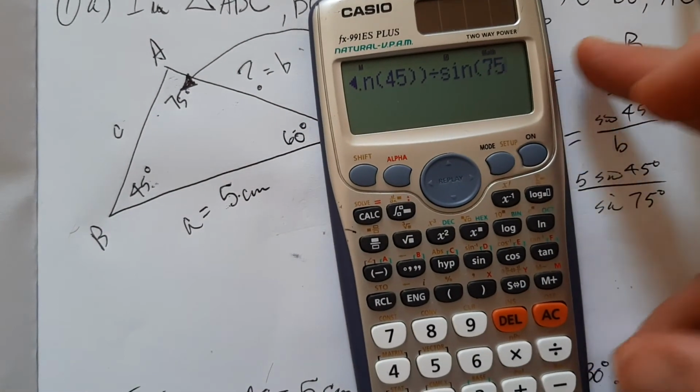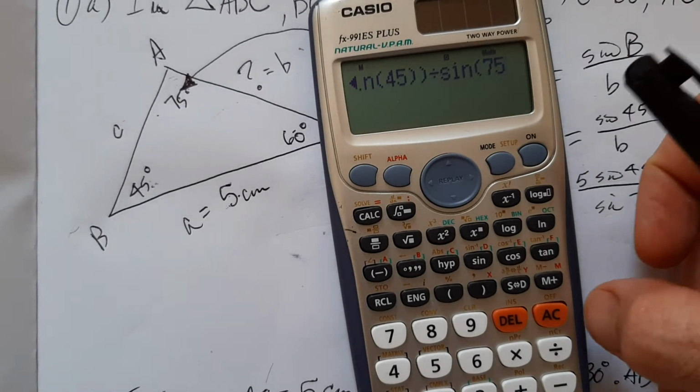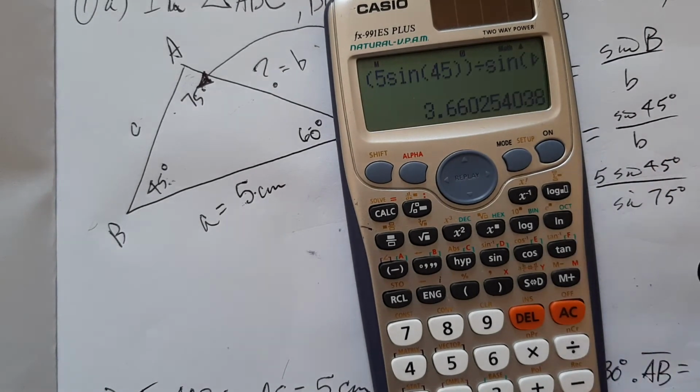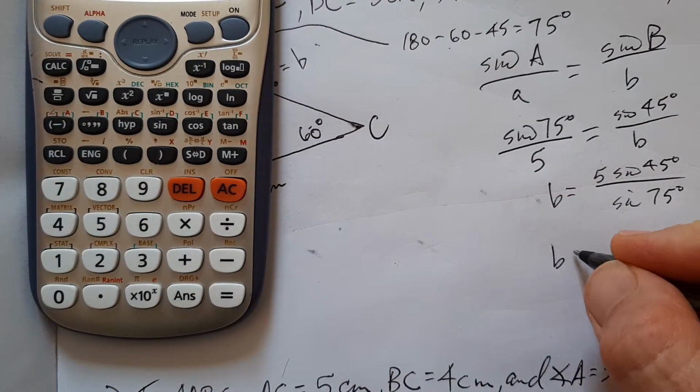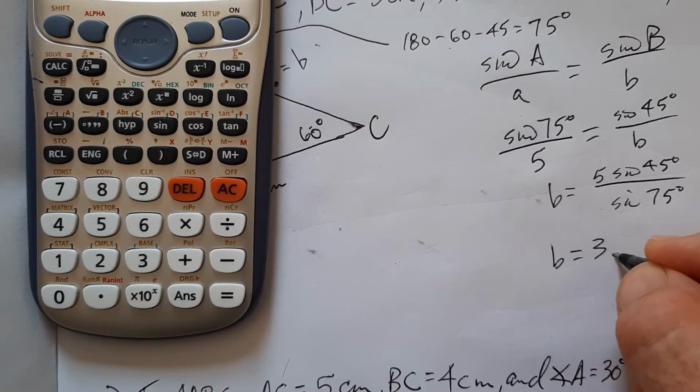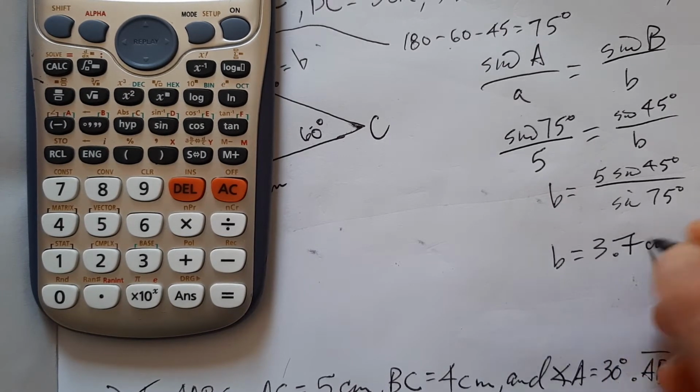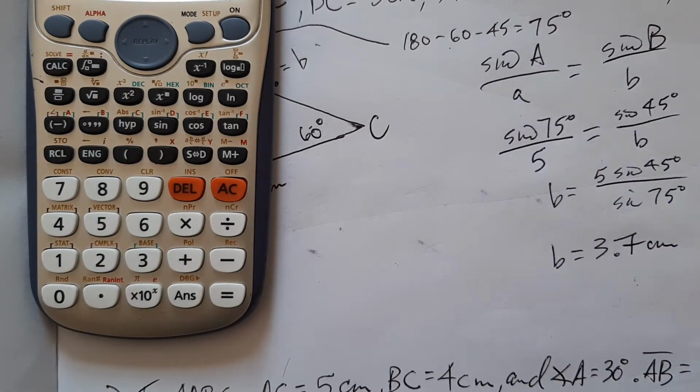Greater than 0 and less than 5. That's what it gives me. That way, if it doesn't give me that, I'll double check it. Equals, that sounds good. 3.66. You probably just want one decimal place. 3.7 centimeters. So, I hope that's what you got.